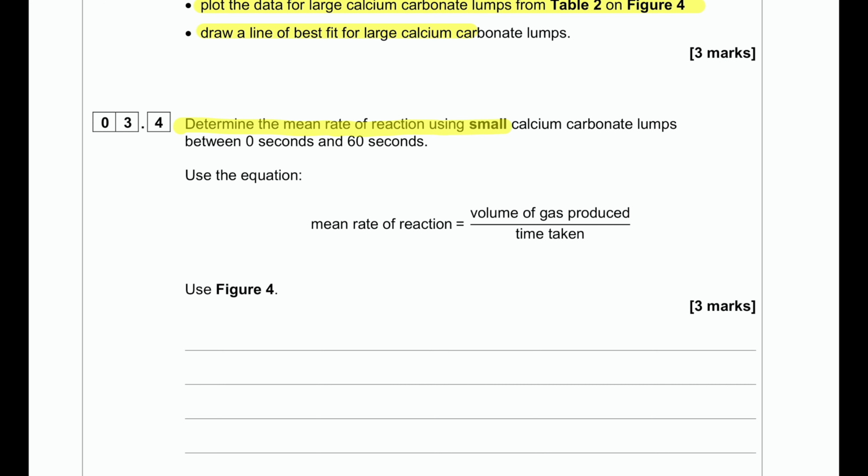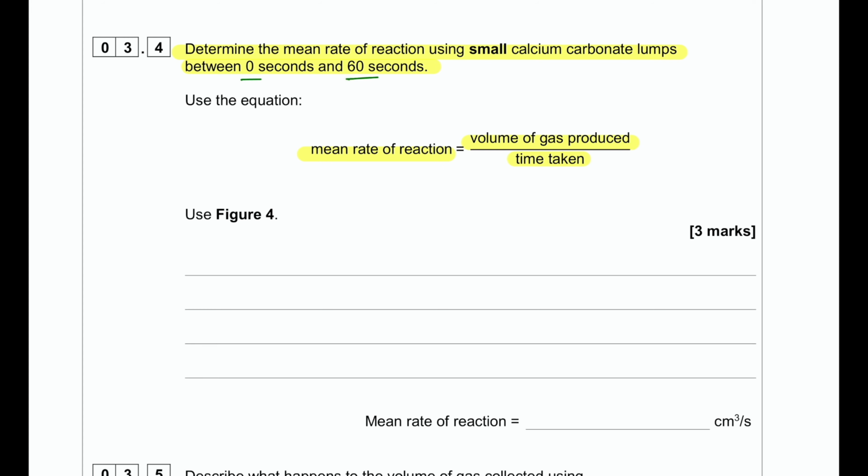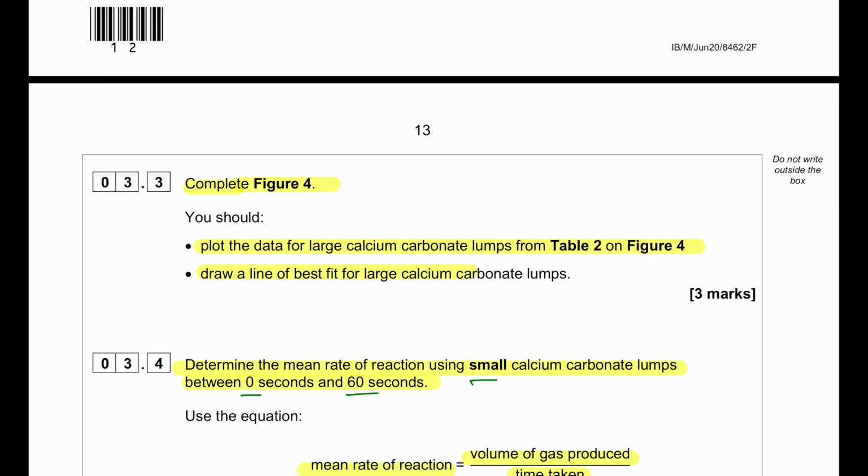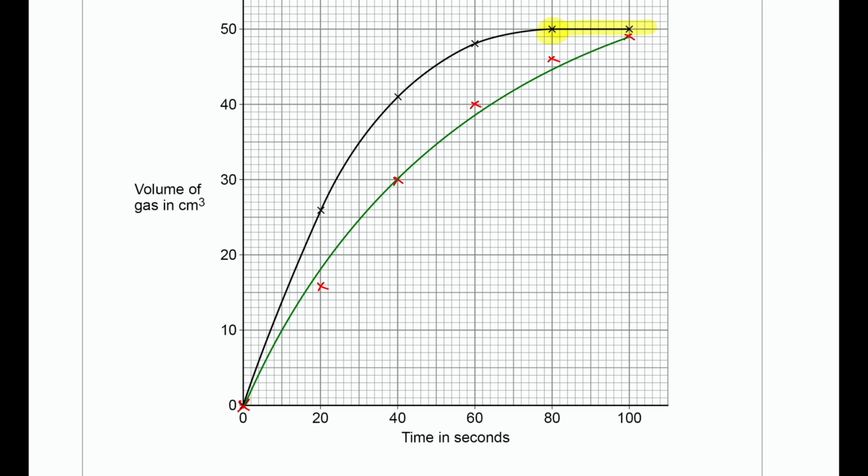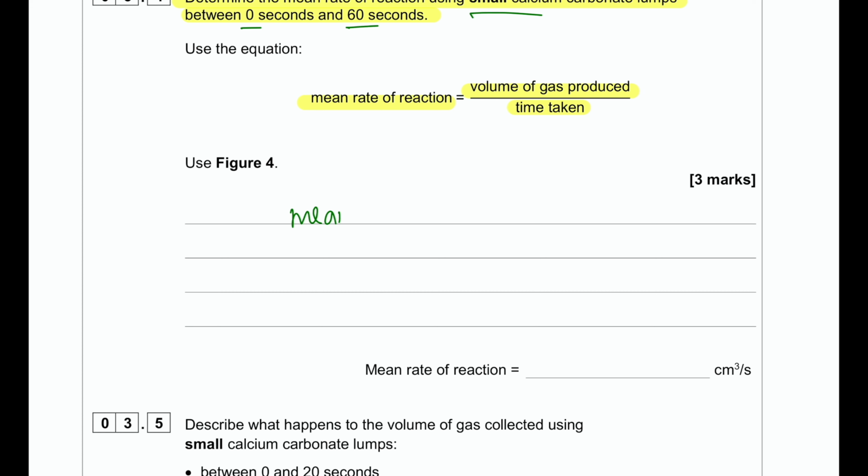Determine the mean rate of reaction using small calcium carbonate lumps between 0 seconds and 60 seconds. Mean rate of reaction is volume of gas produced over time taken. Because the question asked between 0 and 60 seconds, let's find it out. Small calcium carbonate lumps, so at 0 and 60, we'll extrapolate. So the mean rate of reaction can be calculated by the volume of gas produced, which is 48, divided by the time taken, which is 60 seconds.